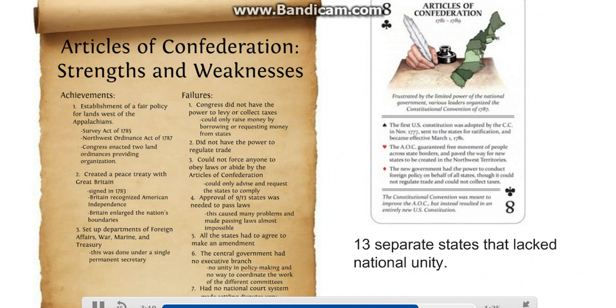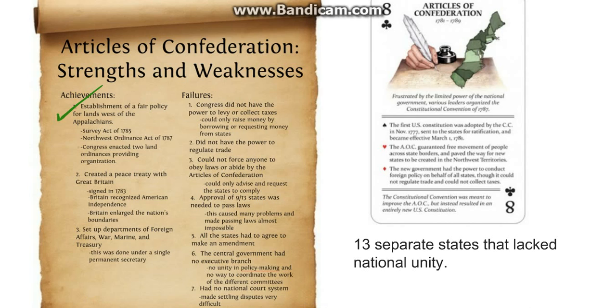The Articles of Confederation had strengths and weaknesses. The achievements of the Articles of Confederation was that it established a fair policy for lands west of the Appalachian Mountains, the Land Ordinance and the Northwest Ordinance. It also created a peace treaty with Great Britain, which was signed in 1783, where Britain recognized American independence and enlarged the nation's boundaries. And it also set up departments of foreign affairs, war, marine, and treasury.